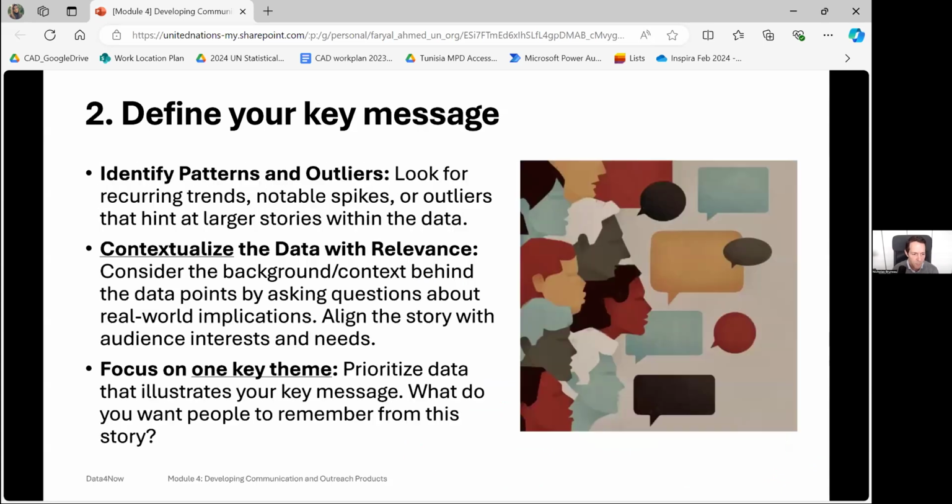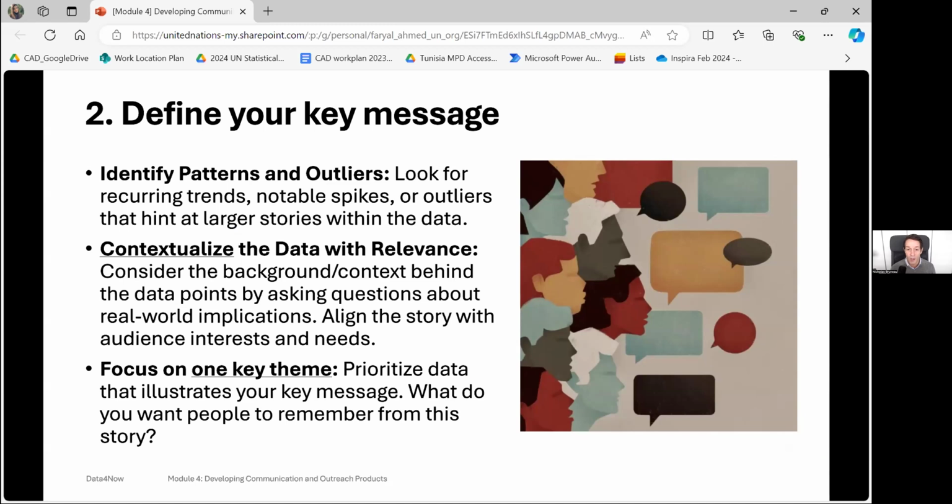So in the next slide, then, we can look at once you've defined your target audience, defining your key message. So if you have a series of data points and data visualizations that you've developed, what is the key message, the main thing that you want people to remember when they read your data story? What is its significance? And what is the key factor that you want your audience to remember?